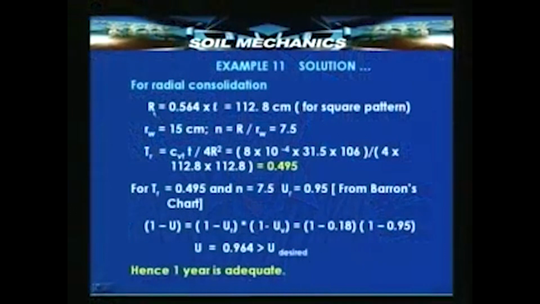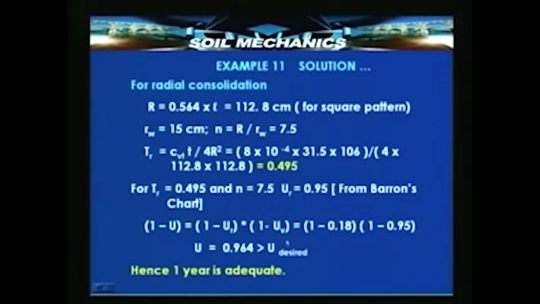Now, corresponding to this vertical consolidation UV, we will find out the corresponding TV and then TR, and then find out the corresponding UR. The procedure is the same as we adopted for the previous example. So, given a square pattern of consolidation layout of the sand drains, for a given value of capital R by small r W, we can get TR equal to 0.495. If TR is 0.495 and N is 7.5, that gives us UR equal to 0.95 from Barron's chart.